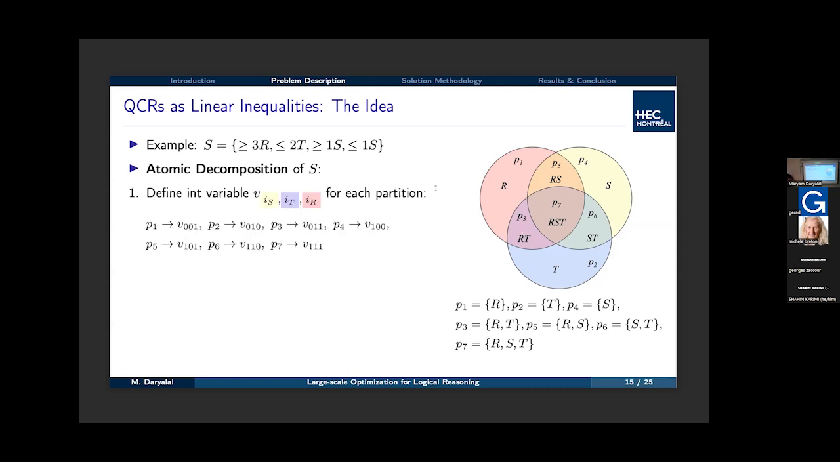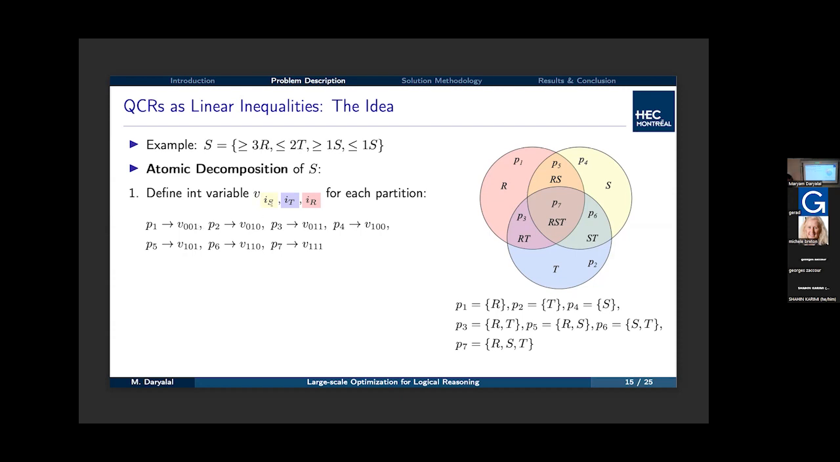Then I define a variable V with indices for each partition. So V001 would be partition 1 because there is no S, there is no T, there's just R.